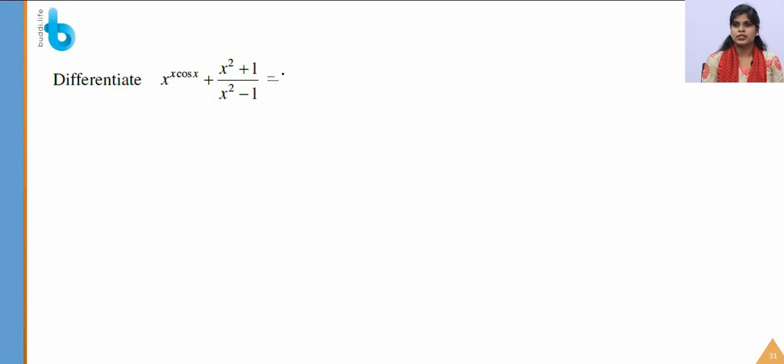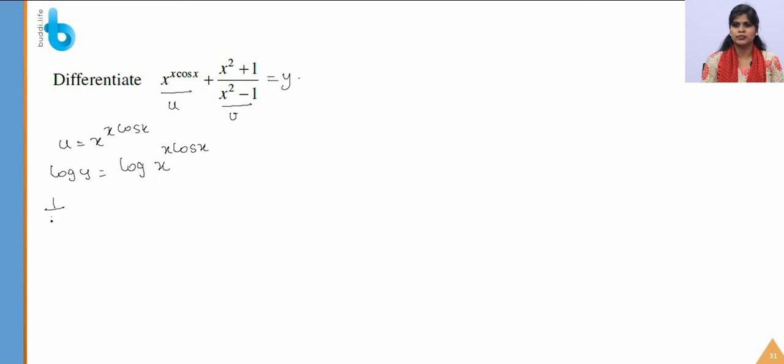Let this be y. Okay, so let me take this as u and this as v. So u equals x power x cos x. So take log, what will I get? Log u equals log of x power x cos x. Now differentiate both sides with respect to x, what will I get?